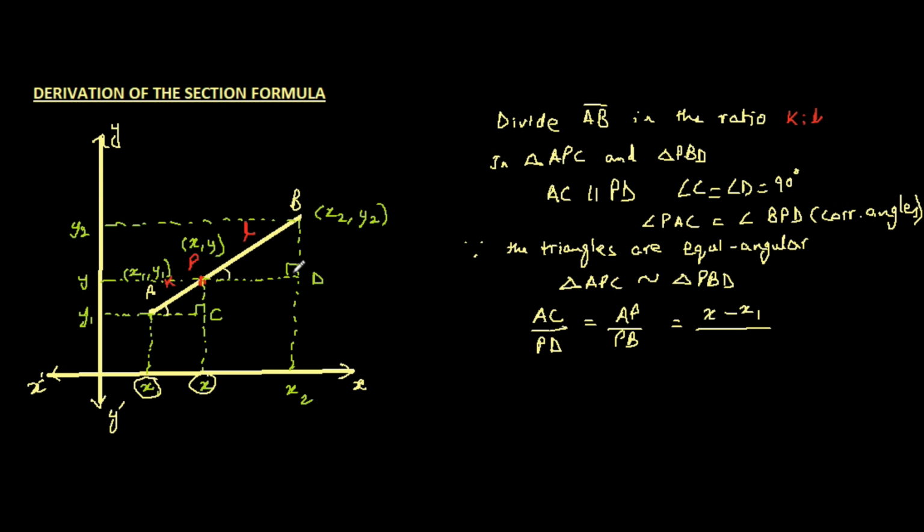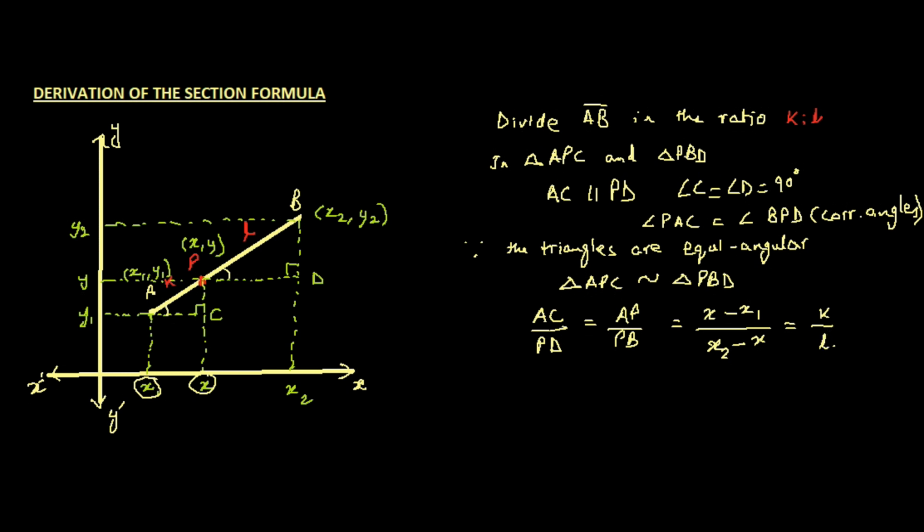How much is PD? If I look at PD, then we should take the x coordinate of D, subtract from that the x coordinate of P, and we should get the distance PD. So the x coordinate of D is x2 minus the x coordinate of P, which is x. So x minus x1 over x2 minus x should be equal to AP over PB. Now AP we have been given is K and PB is given as L. So the ratio should be equal to K is to L.